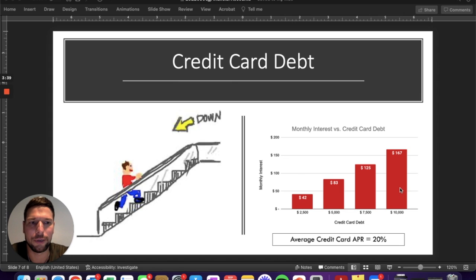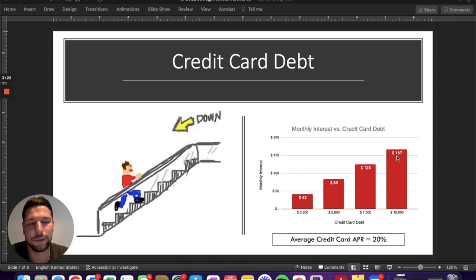And then on the top end here, $10,000, which certainly people can have much more than that. It's about $167 a month in interest that you would be paying, or about $2,000 per year. So that's money that could easily be going towards something else, savings or investing or a college account, whatever it may be.